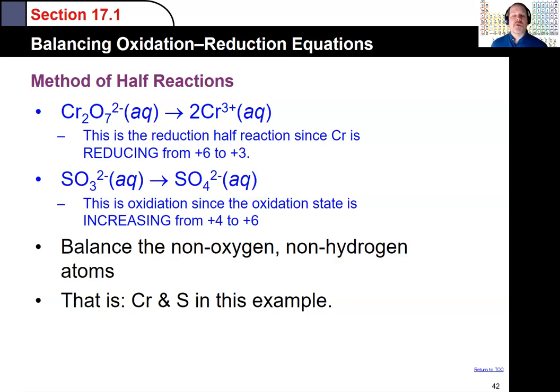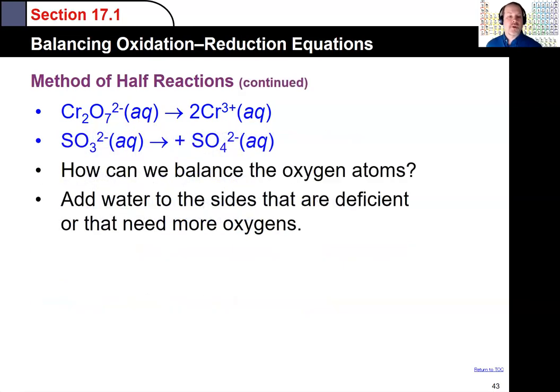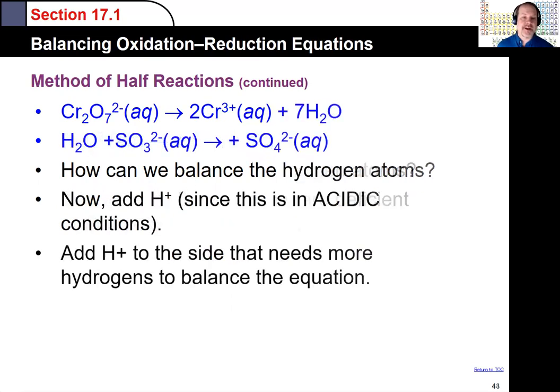Our next step is to balance the oxygens with water. We can see in both steps that oxygen is not balanced, so we're going to need to add waters. On the first step, where I've got 7 oxygens on the reactant side, I'm going to need to add 7 waters to balance that. And on the reduction step with the sulfur, there's 3 oxygens on the left, 4 on the right. I'm going to need to add 1 water on that to balance it out.